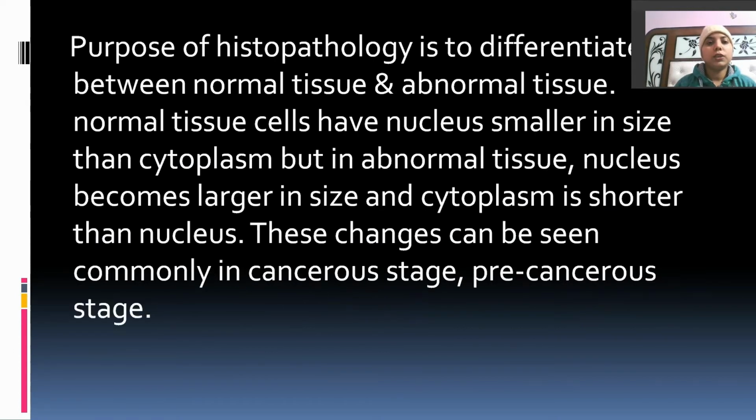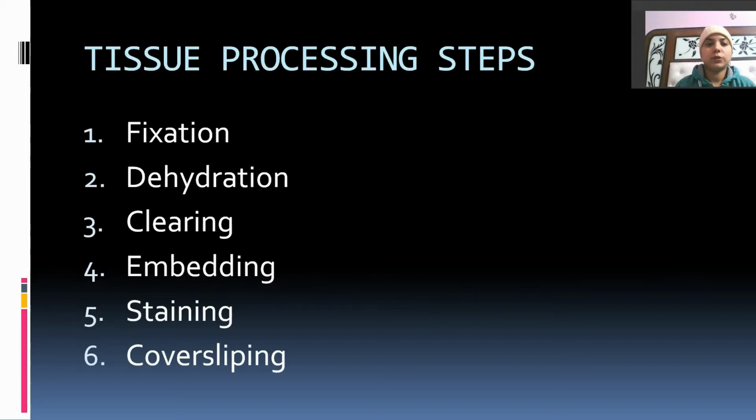The purpose of histopathology is to differentiate between normal tissue and abnormal tissue. Normal tissue cells have a nucleus smaller in size than the cytoplasm, but in abnormal tissue, the nucleus becomes larger in size and the cytoplasm is shorter than the nucleus. These changes can be seen commonly in the cancerous stage and precancerous stage.